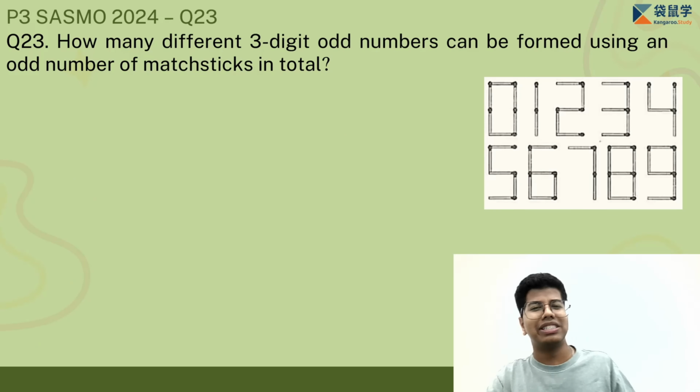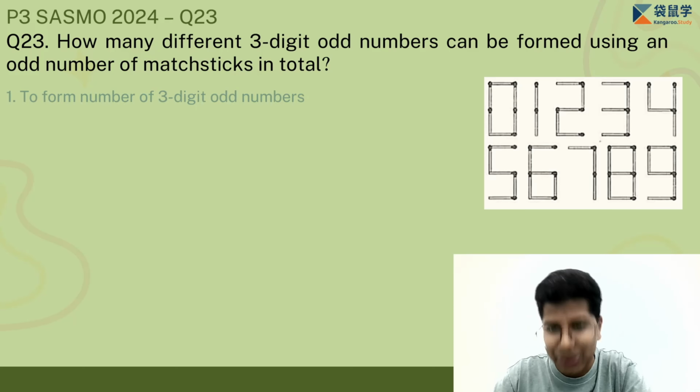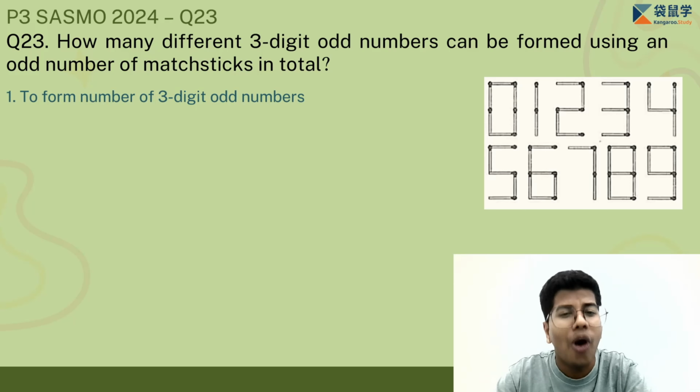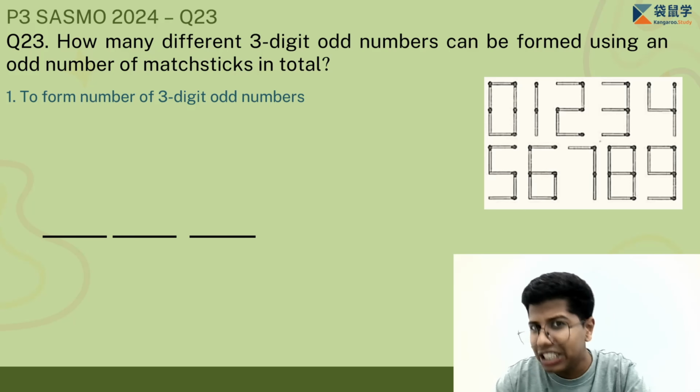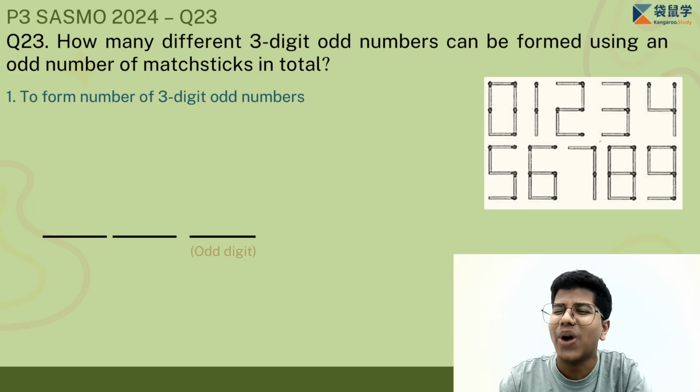So moving back to our question. Our question is also the same here, but it's asking for 3-digit odd numbers. So let's say this is the first part where we'll focus on forming 3-digit odd numbers. Now, if there are these 3 digits present, how can I ensure it's odd or even? Yes, we just saw the last digit has to be an odd digit.